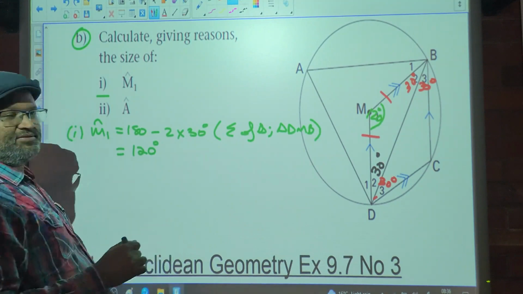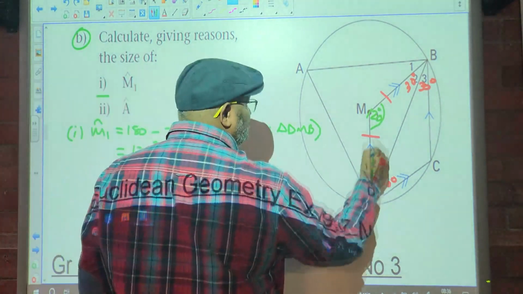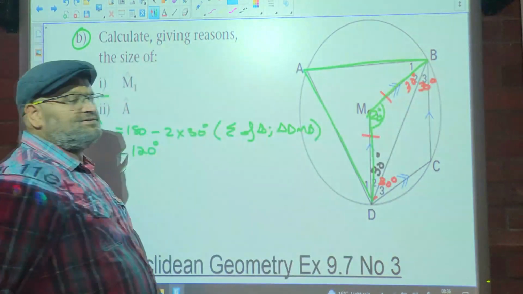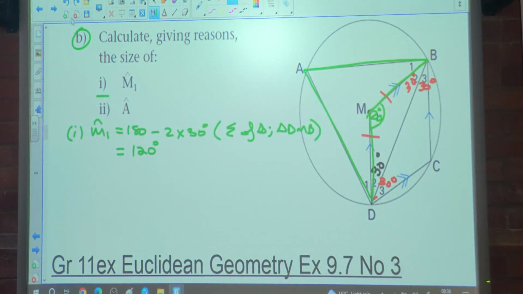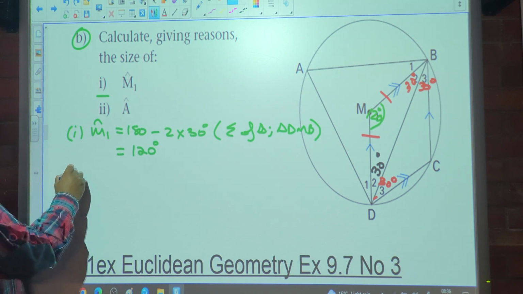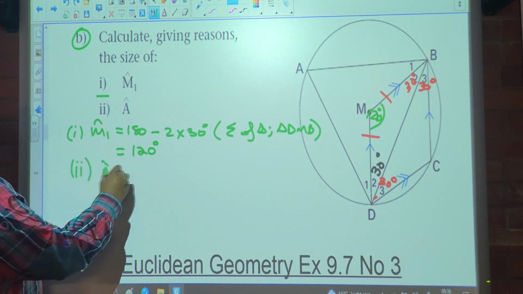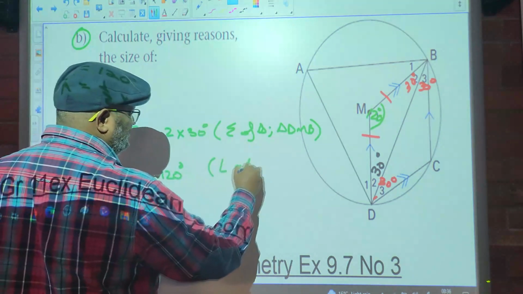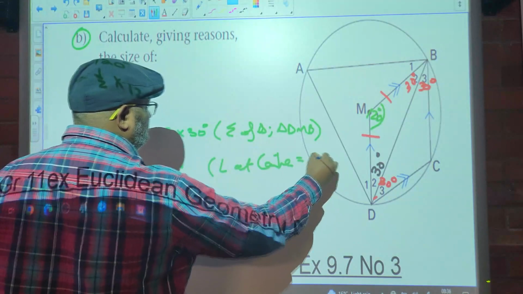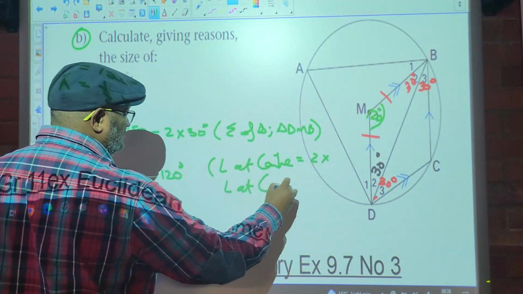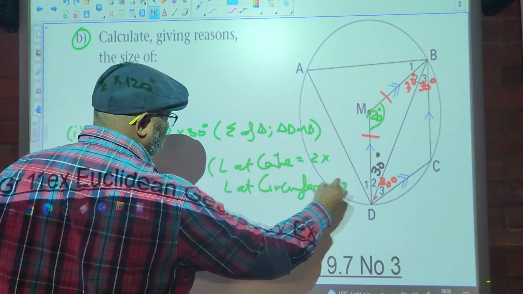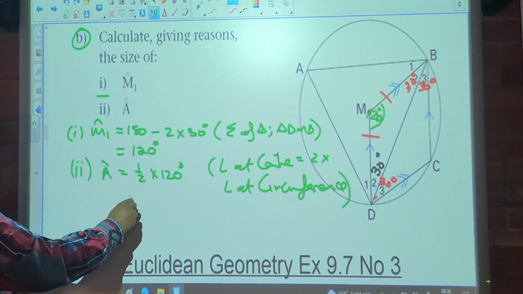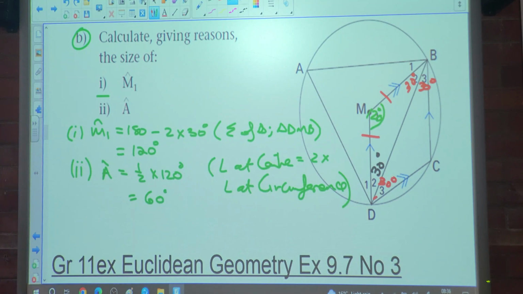You all agree with that? Then we go angle at center, which is twice angle at circumference. You see that? So angle A is equal to half times 120, or just 60. Why? Angle at center is equal to 2 times angle at circumference, which gives you an angle of 60 degrees. Any confusion there?